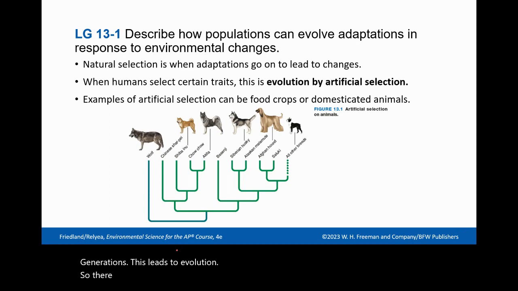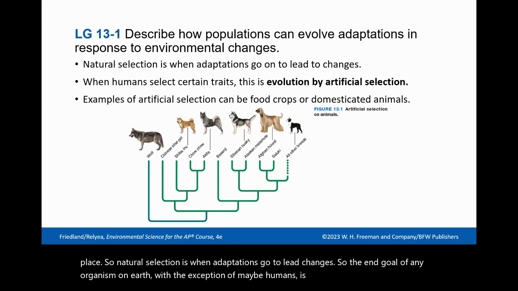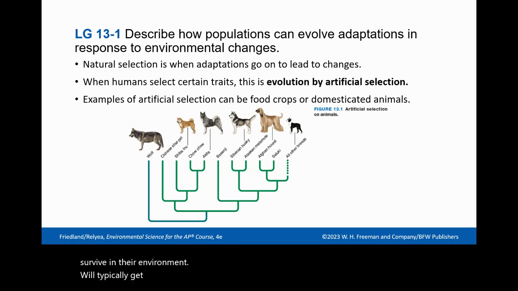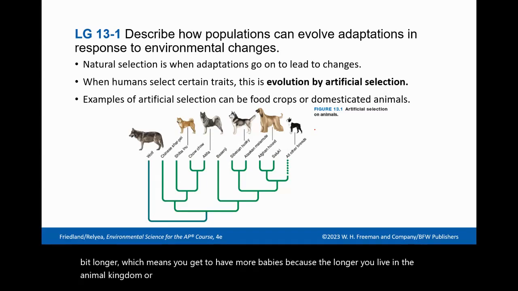So, there are a few different ways we describe how evolution takes place. Natural selection is when adaptations lead to changes. The end goal of any organism on Earth, with the exception of maybe humans, is to spread their genetics. And so the rule of natural selection is whoever is best set up to survive in their environment will typically get to pass on their genetics, which means you get to have more babies. Because the longer you live in the animal kingdom or the plant kingdom, the more babies you get to have. And the end goal is, again, to spread your genetics.